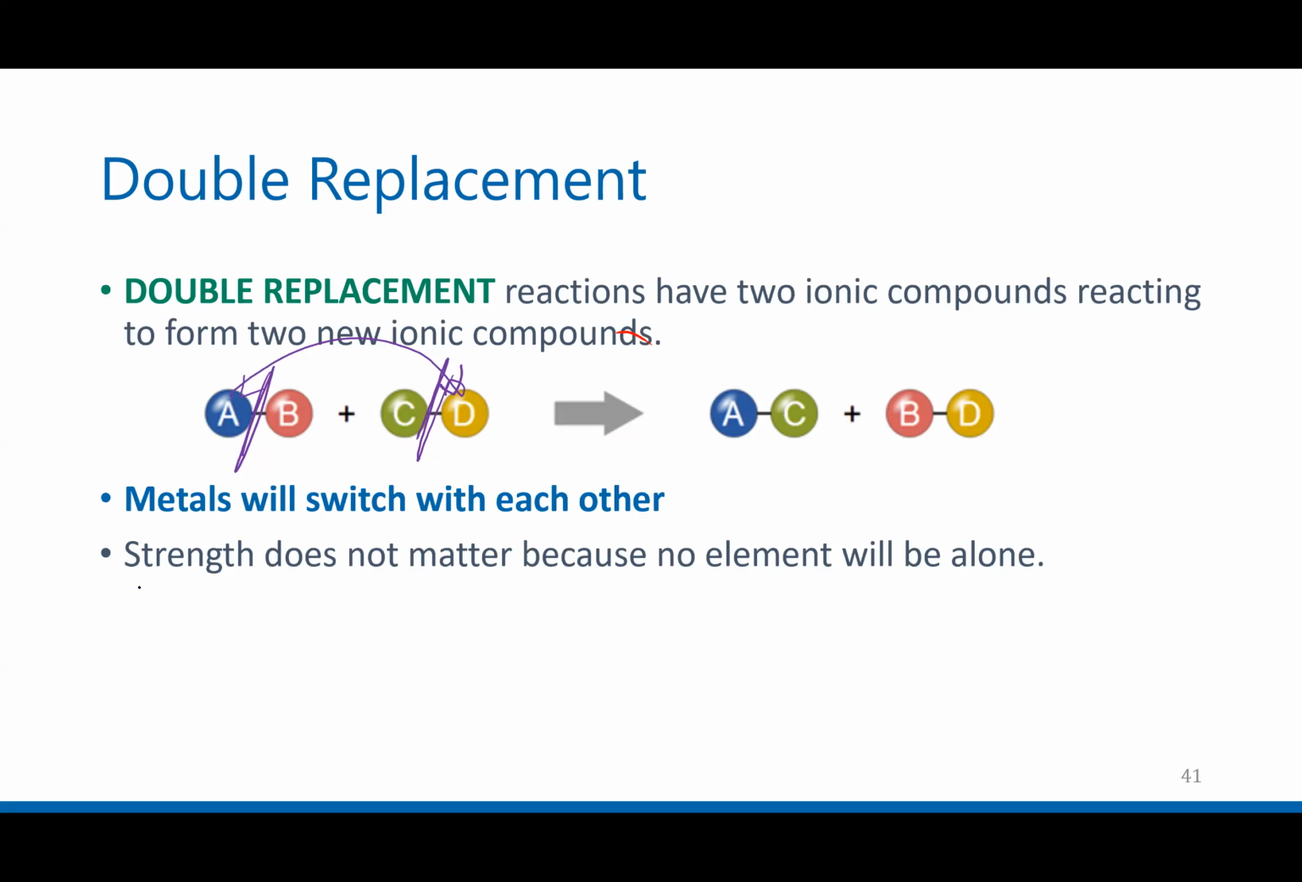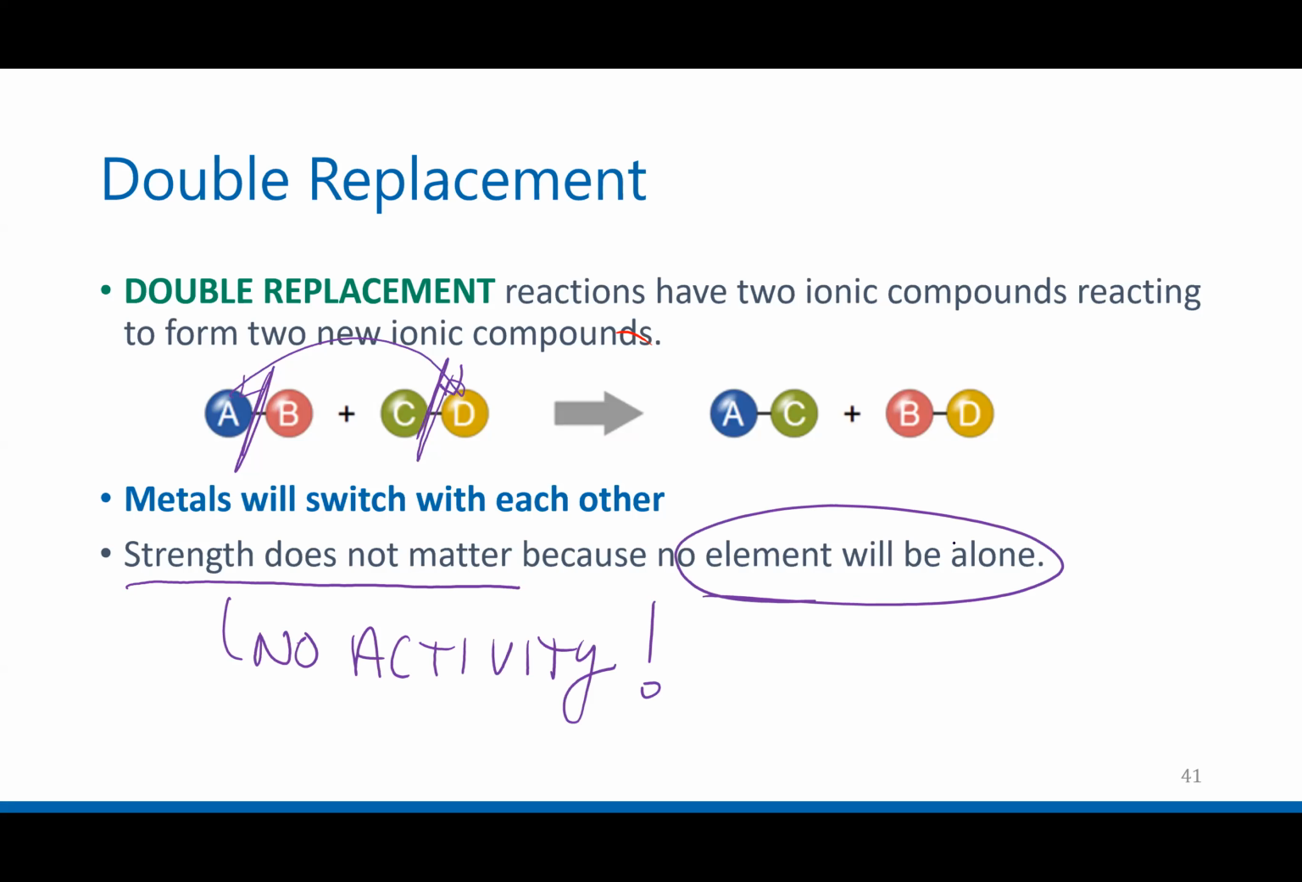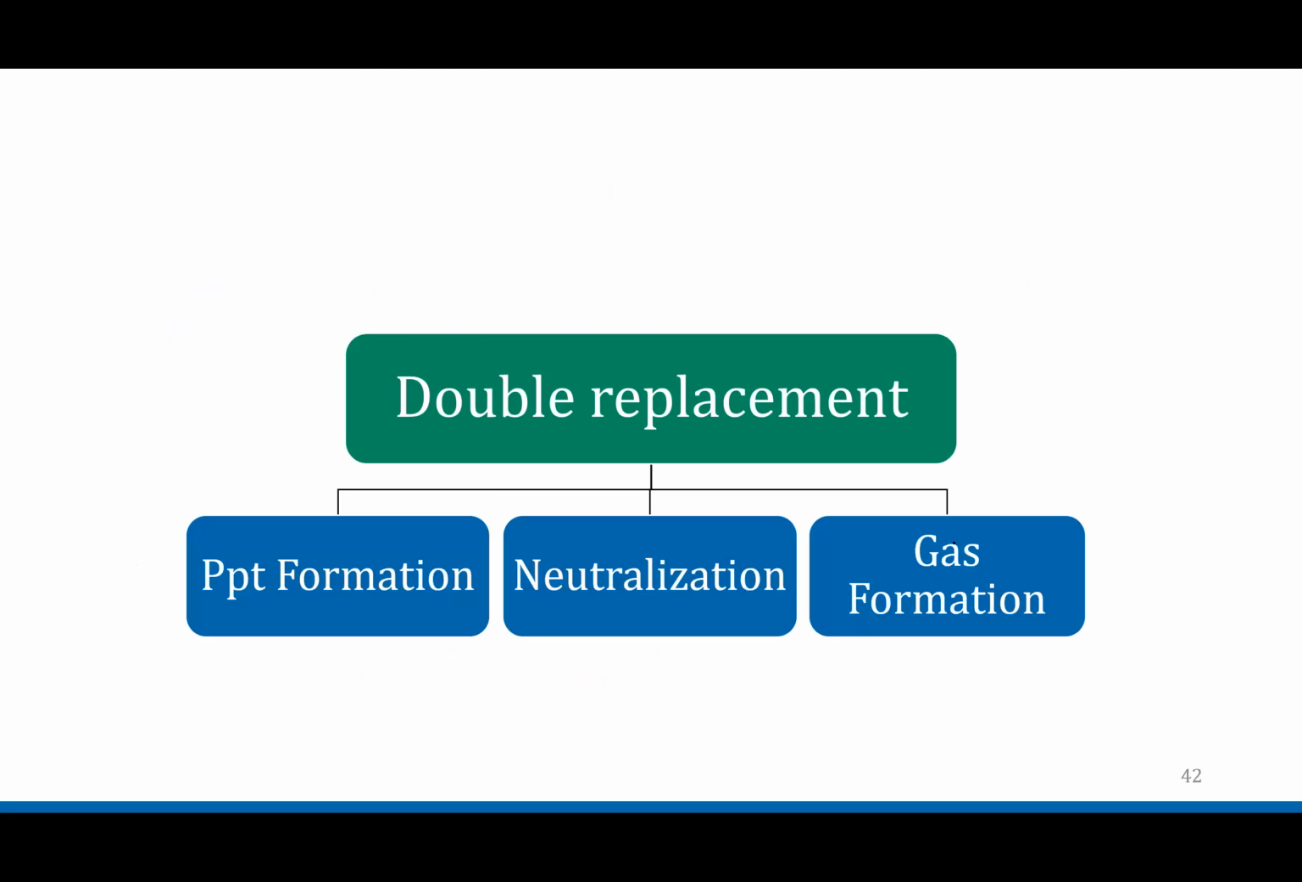And the important thing here is the strength doesn't matter, meaning no activity series needed, because no elements are being left alone. In a single replacement, you're leaving an element by itself. So you need to see, would this happen? Are you going to kick out your partner and make somebody work alone? Well, you need the activity series. With a double replacement, if you're just switching partners with another group, the strength doesn't matter. What does matter, and this is something I wish I had known when I was a student, is what kind of products will you get?